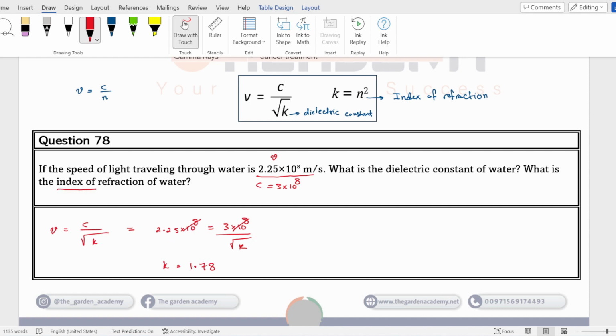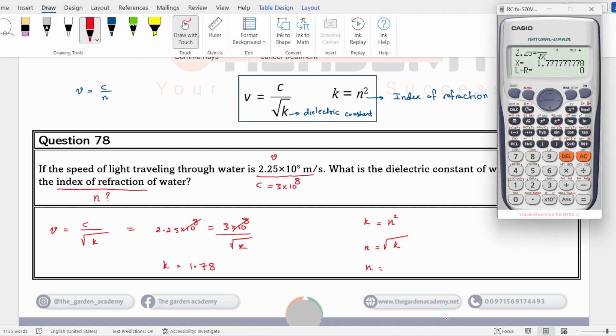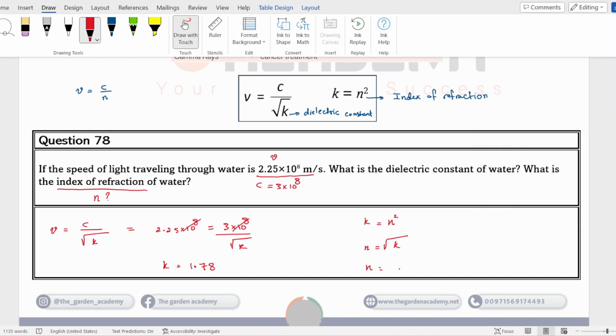It asks for the index of refraction, which is n. To find the index of refraction we should know that n squared is equal to k. So basically n is equal to the square root of k. Okay, what is the value of n based on that? Now finding the square root of the answer will give us the solution. So it's equal to 1.33. And that is it for this question.